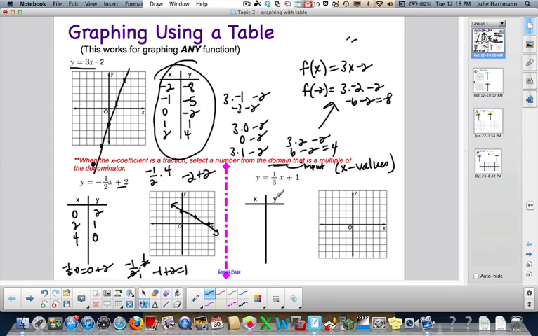Okay. One more with a fraction. You have y equals 1/3 x plus 1. So I'm going to start with 0, because that's the easiest one, and then multiples of 3. 3 times 1, 3 times 2. I'm just going to stick with 3 points.